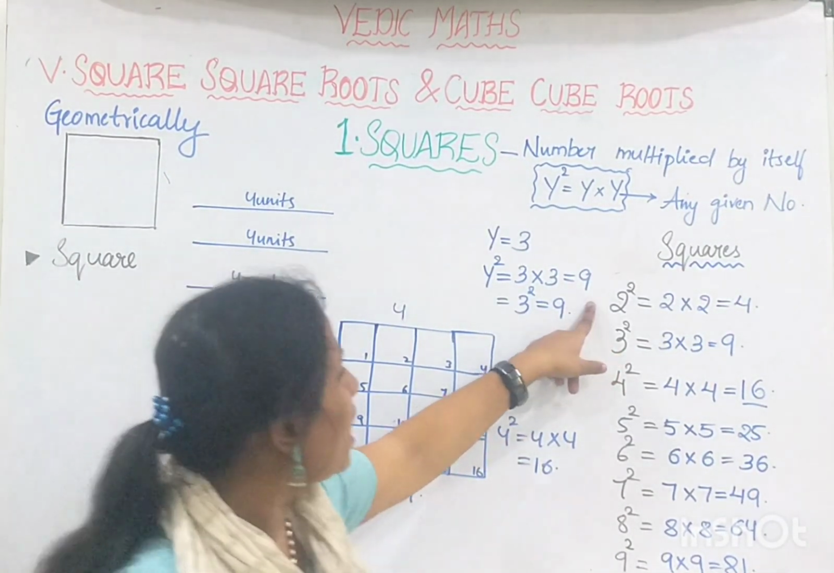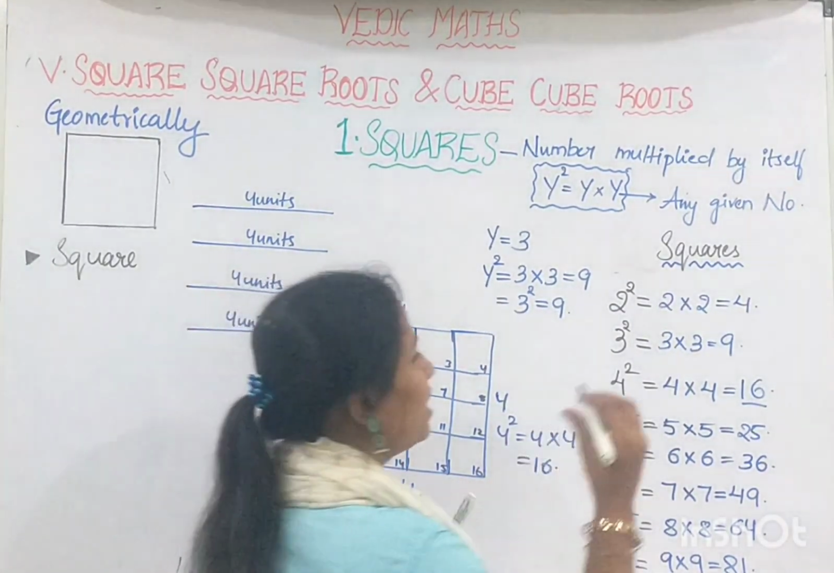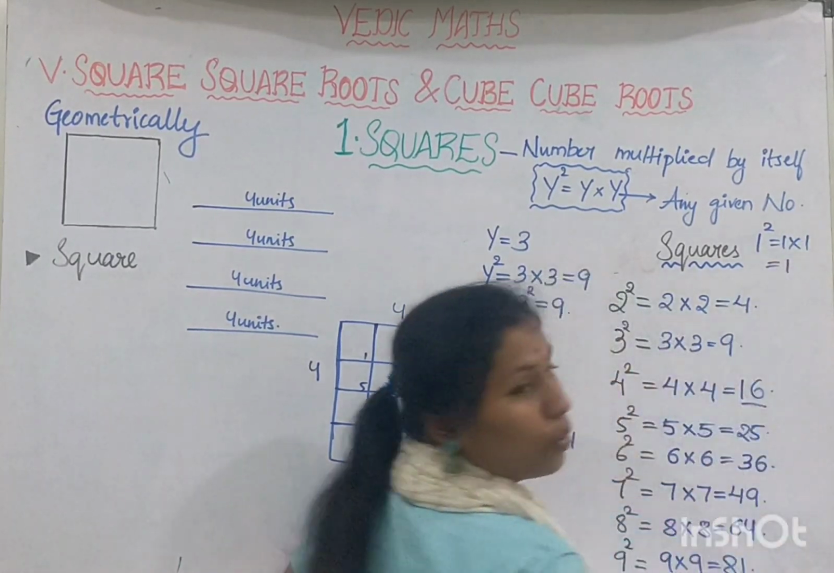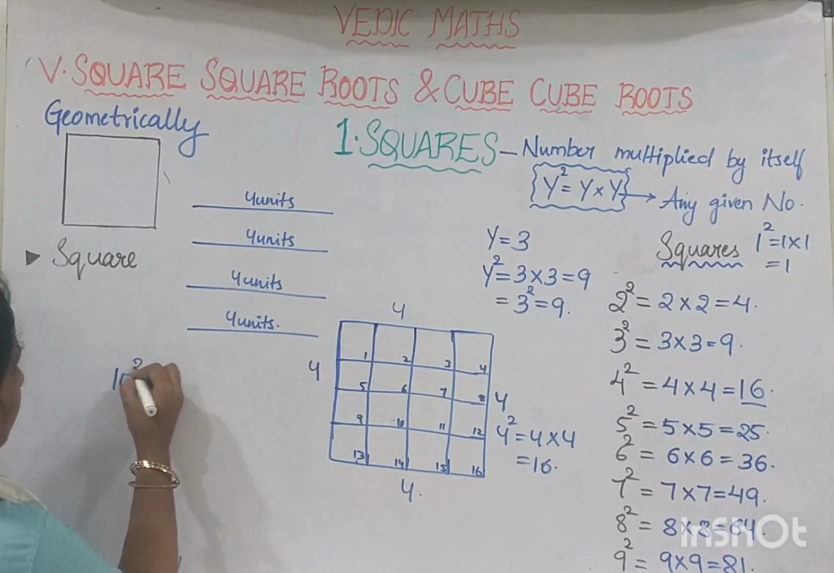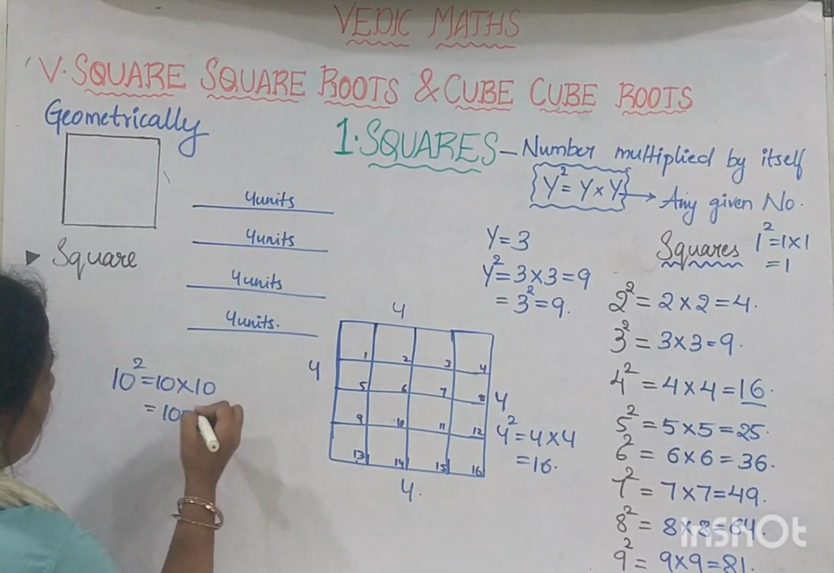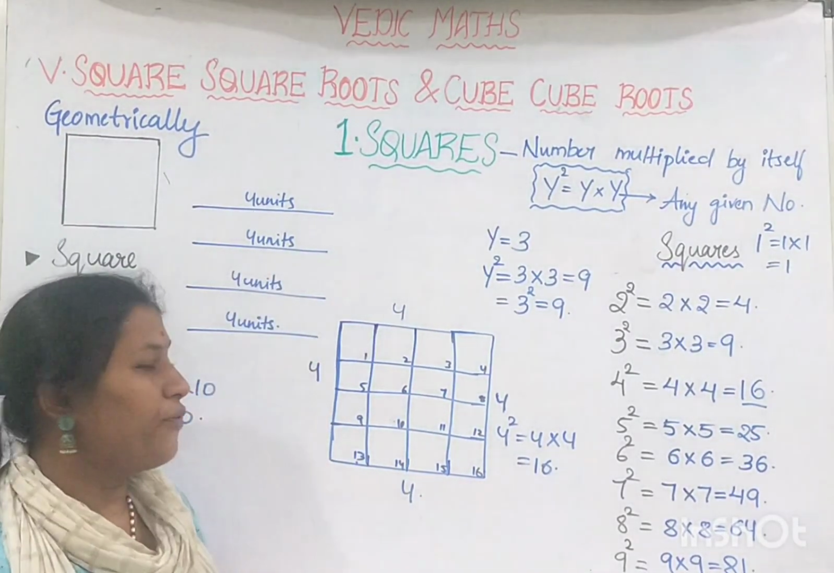I have explained from 2 square to 9 square, and we can easily know why 1 square is equal to 1 into 1, that is equal to 1. Next 10 square. Let's see what 10 square is. 10 square means 10 into 10, that is equal to 100. These are the perfect squares.